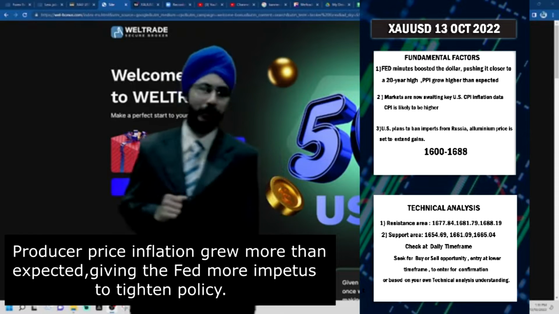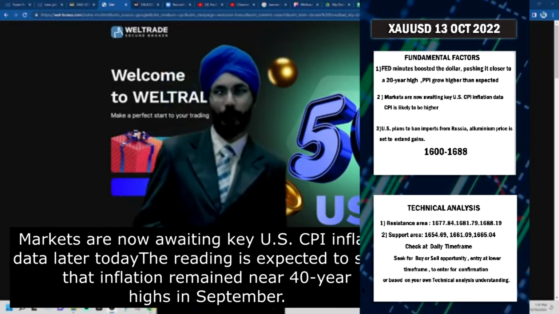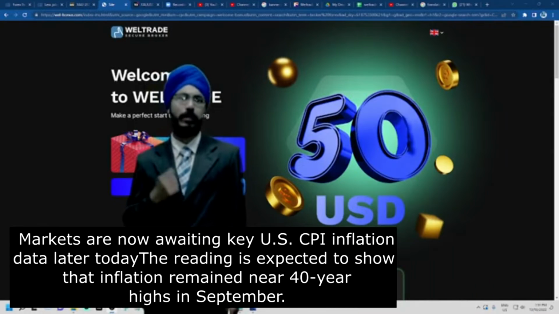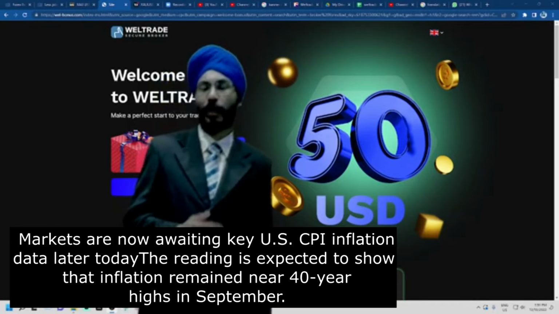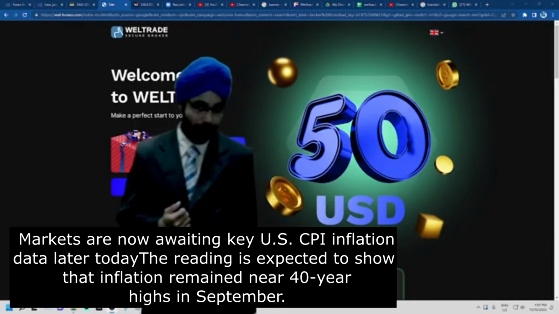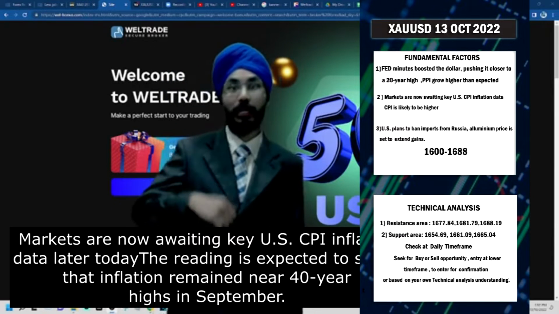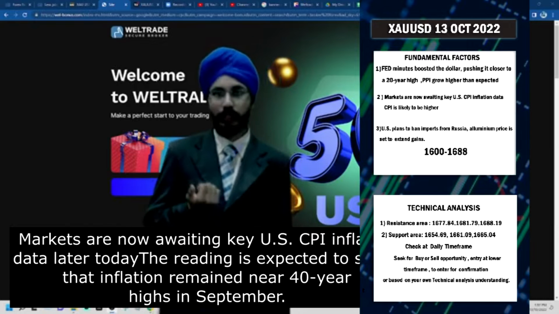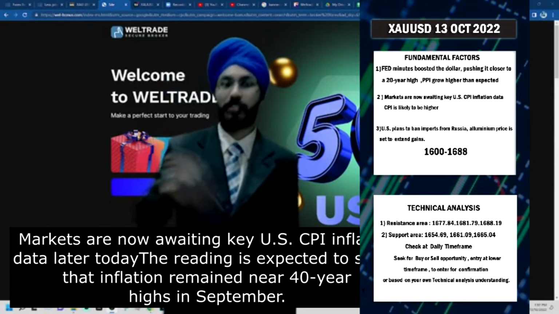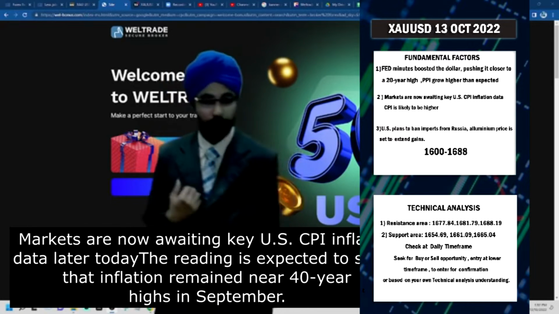Our second fundamental factor is the CPI inflation data today, as it would let us know which direction gold will be heading. It is likely that the CPI data would be high too. As the PPI is high, most of the costs from the manufacturers will be charged to the consumers, which will ensure that the CPI is high.